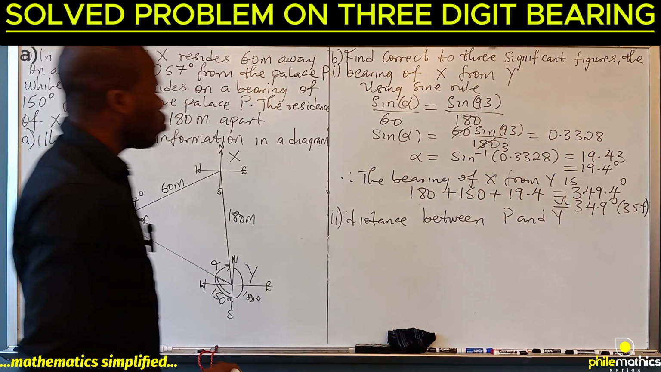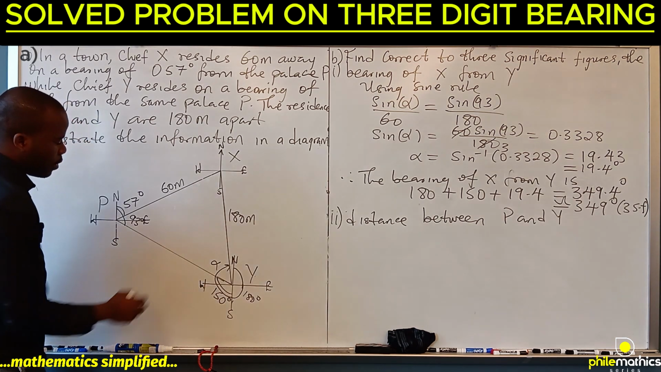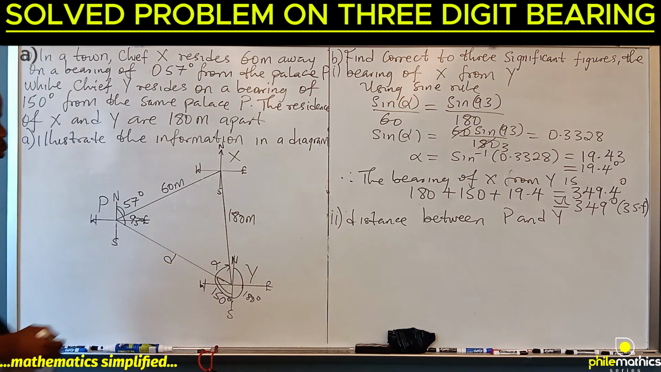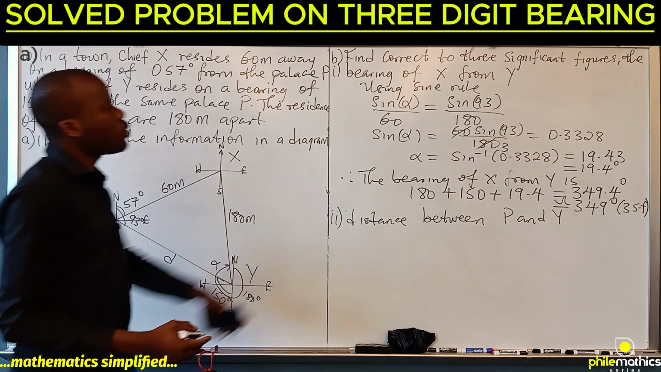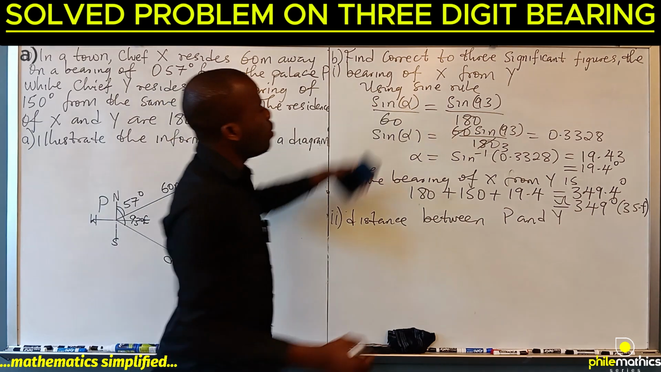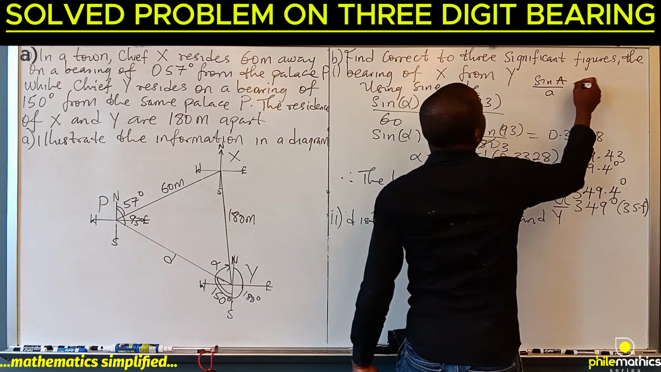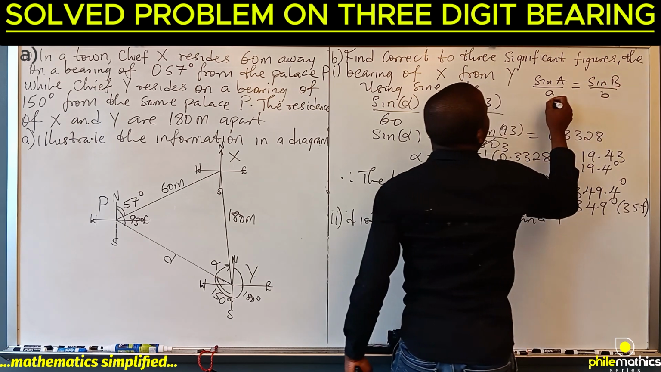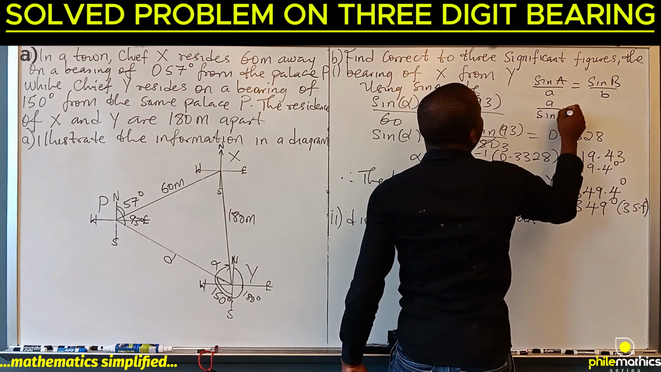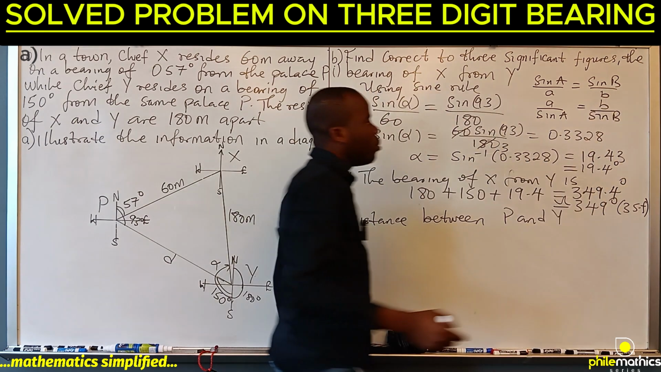The next, we're asked to look for the distance between P and Y. This distance, let's call it d. We'll also use sine rule again, and we'll use the flip side of sine rule. You know, in sine rule, we can use sine A over A equals sine B over B, or A over sine A equals B over sine B. They are the same. We'll get the same answer.